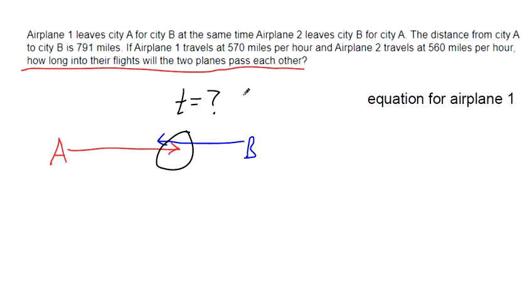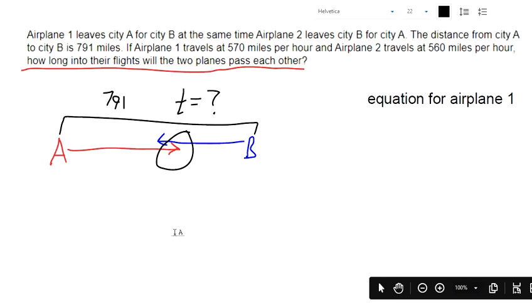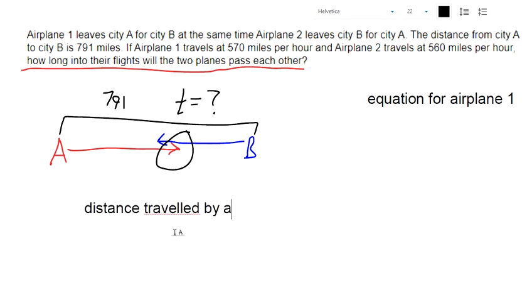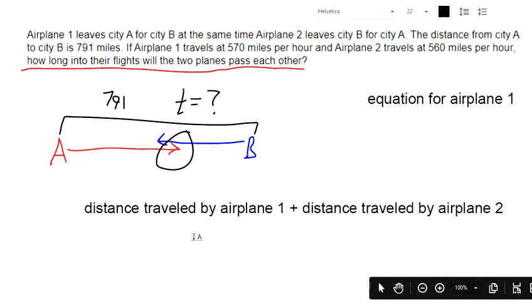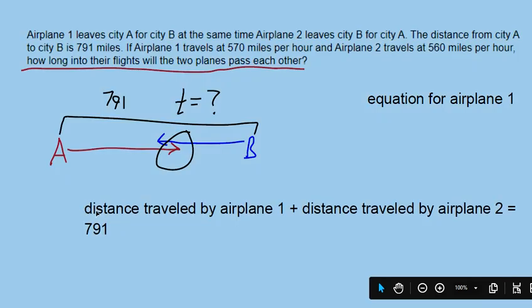So in order to figure that out, we can use the fact that this word problem is saying that the total distance is 791 miles. So just in words, not in a lot of math in this equation, the distance traveled by airplane 1, if you add that to the distance traveled by airplane 2, that should be a total of 791 miles because that's the distance from one to the other.